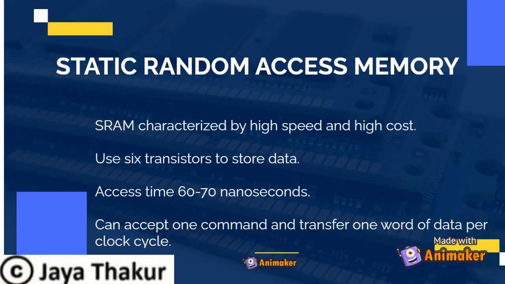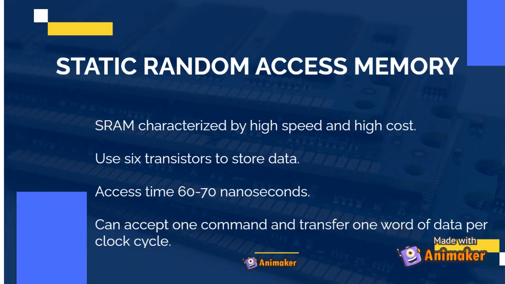And the second type of RAM is static random access memory. It is characterized by high speed and high cost. Uses 6 transistors to store data. Access time 60 to 70 nanoseconds. Can accept one command and transfer one word of data per clock cycle.